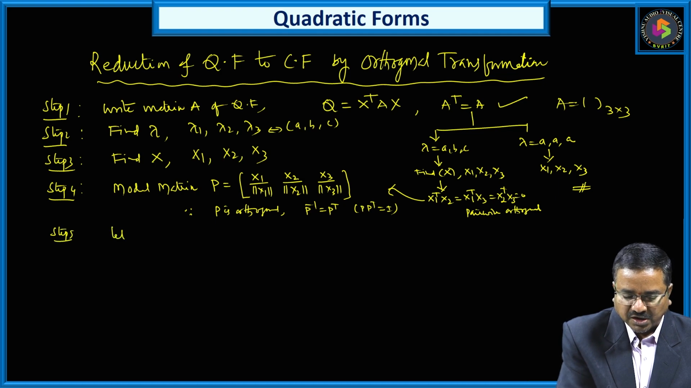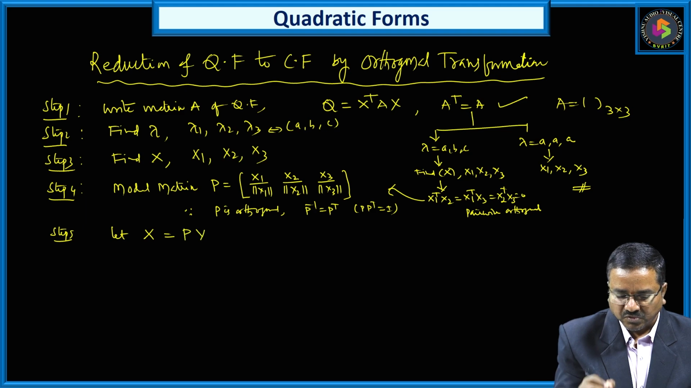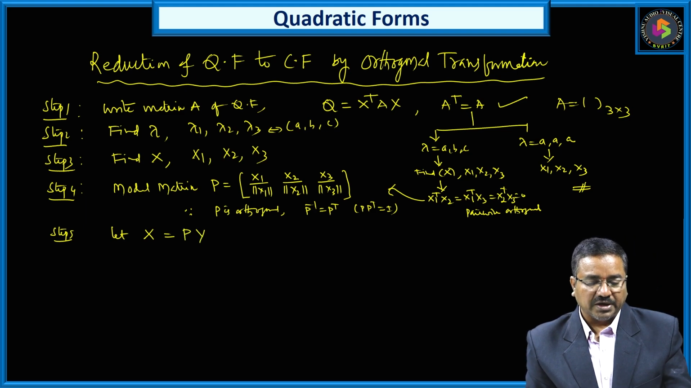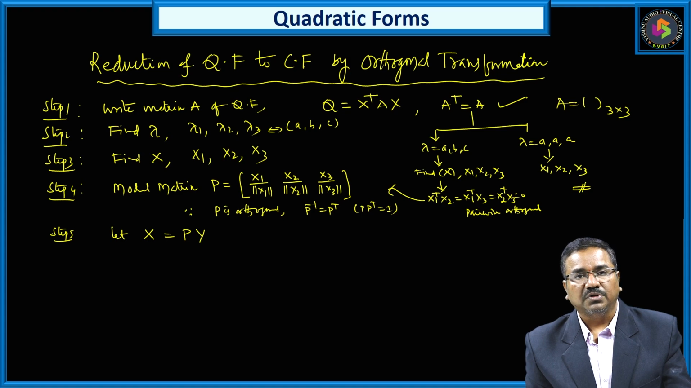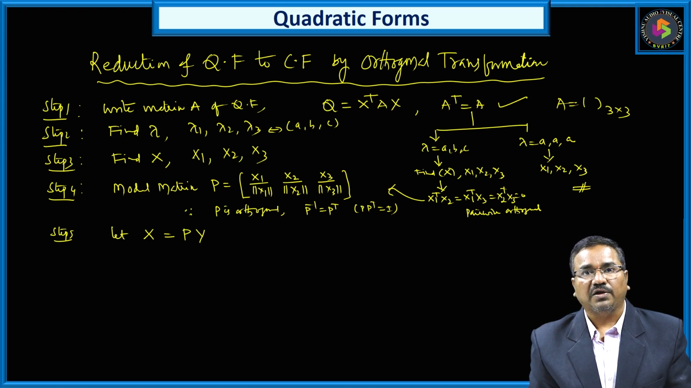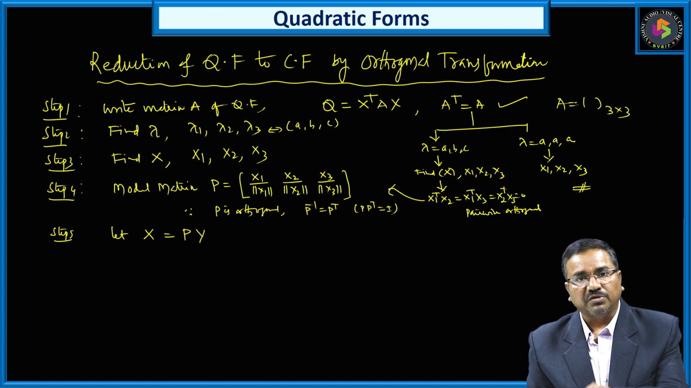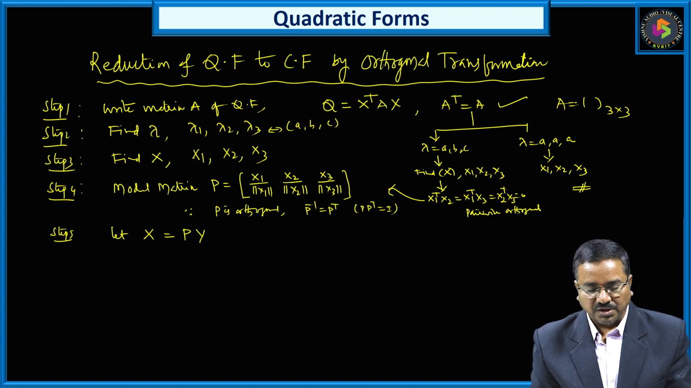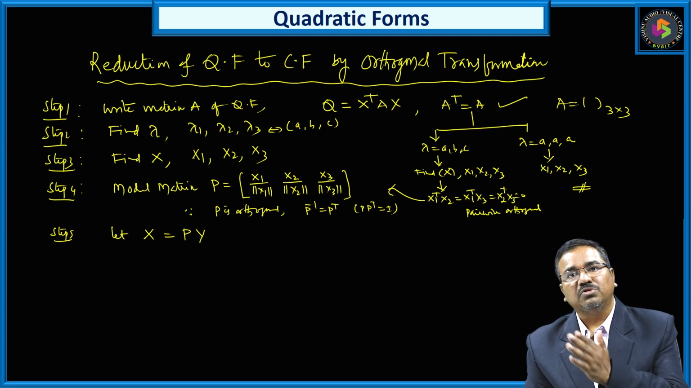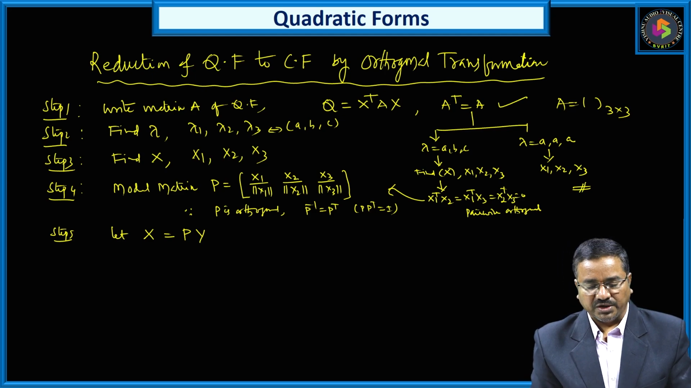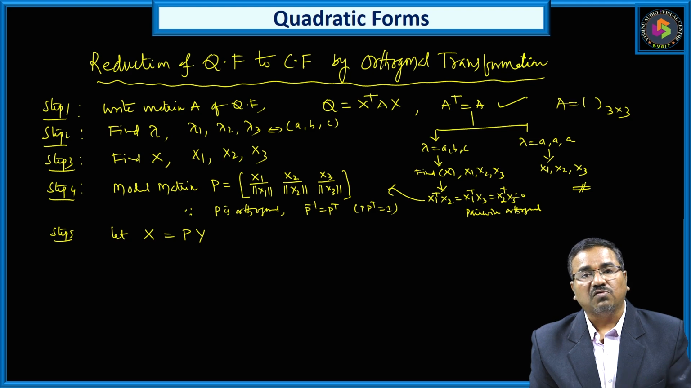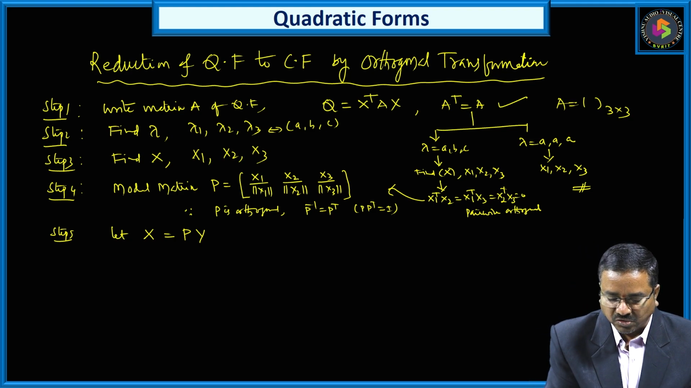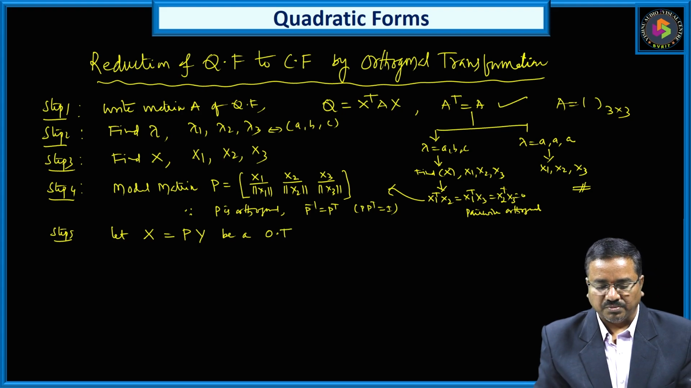Let us consider one transformation, X is equal to PY. Hope you understand what X is. X is a quadratic form, in the variables x1, x2, ..., xn. What is P? P is the modal matrix we will get. What is Y? We are converting to new variables, say y1, y2, ..., yn. Moreover, P is orthogonal, so it is an orthogonal transformation, in short form.